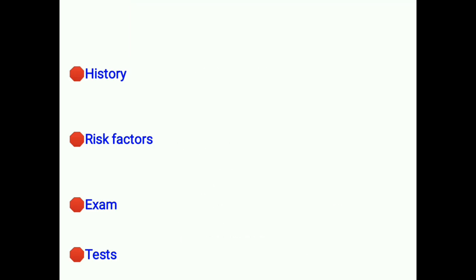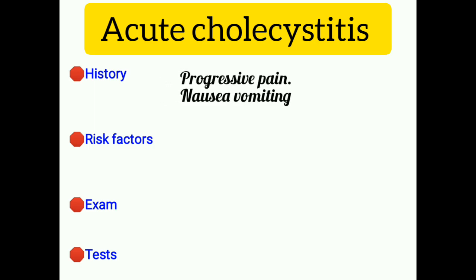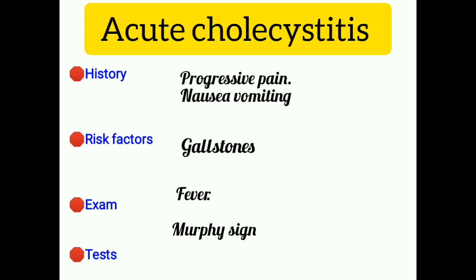In acute cholecystitis, there is progressive pain over many hours. Nausea and vomiting are also commonly present, but there is no jaundice. The most important risk factor for acute cholecystitis is pre-existing gallstones. On examination, the patient may be feverish. There is also tenderness in the right upper quadrant, right hypochondrium, with inspiration, which is called Murphy's sign.